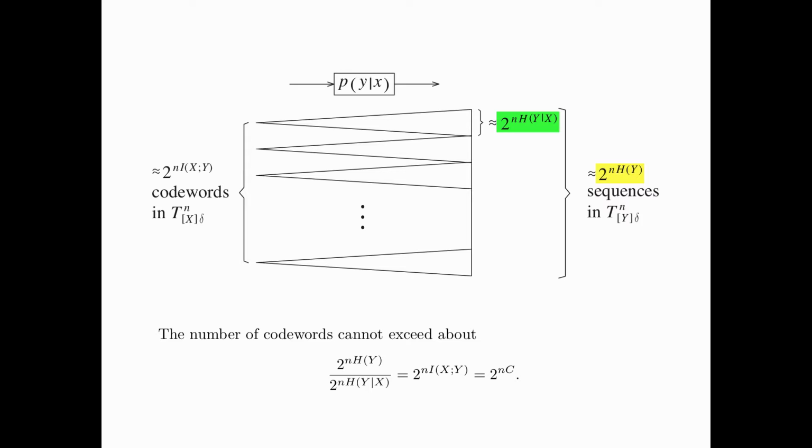Therefore, the number of code words cannot exceed 2^{nH(Y)}, which is the number of typical y sequences, divided by 2^{nH(Y|X)}, which is the size of a cone. And this is equal to 2^{nI(X;Y)}. And by letting p(x) be the input distribution that achieves the channel capacity, this is equal to 2^{nC}.